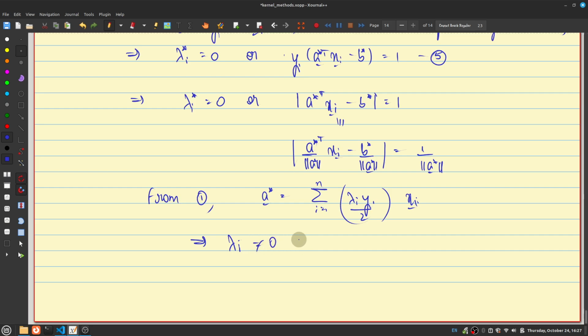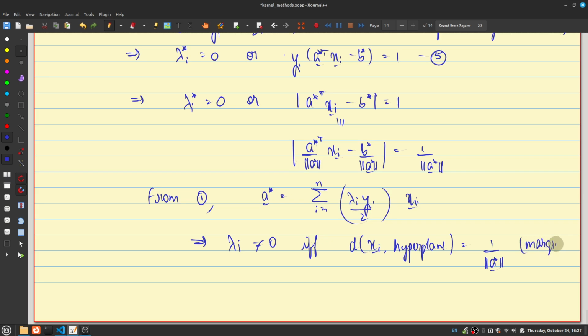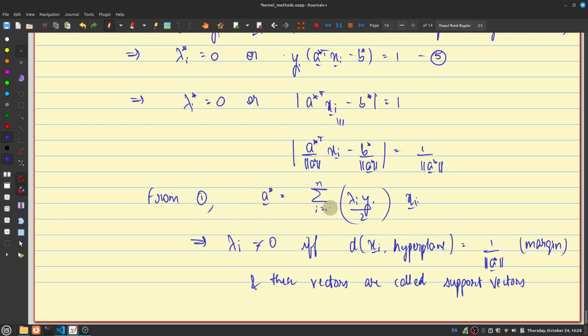So lambda I is not equal to 0 if and only if the distance from Xi to the hyperplane is equal to 1 by the 2 norm of A star, which is exactly the margin. Right? And those vectors will be called the support vectors. So the optimizing A star is in fact a linear combination of the support vectors.